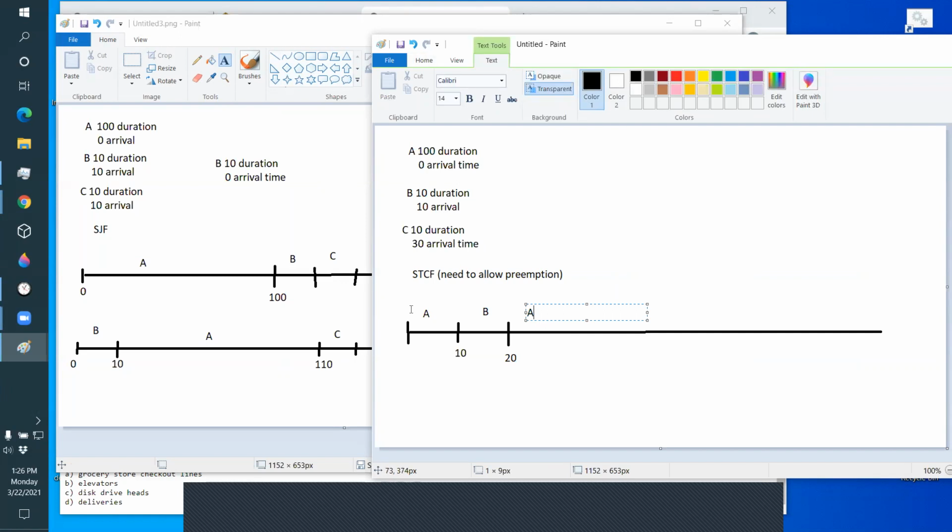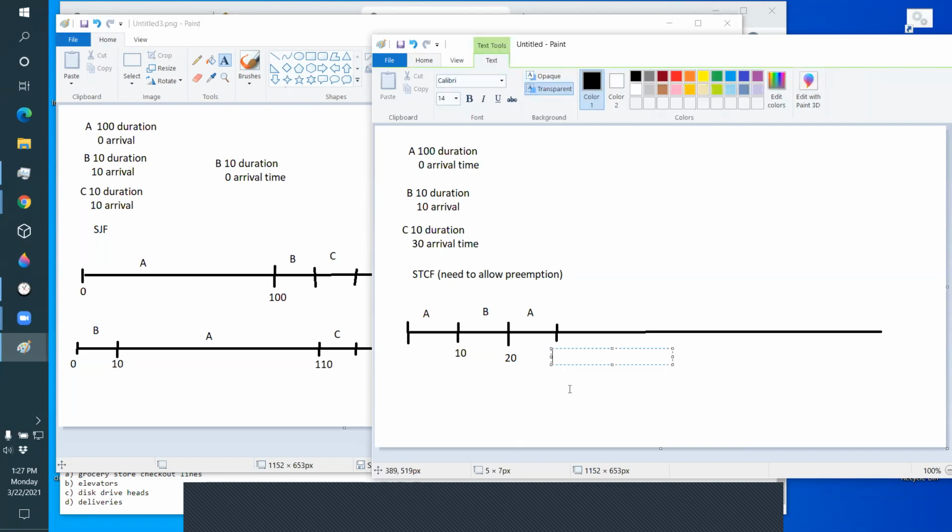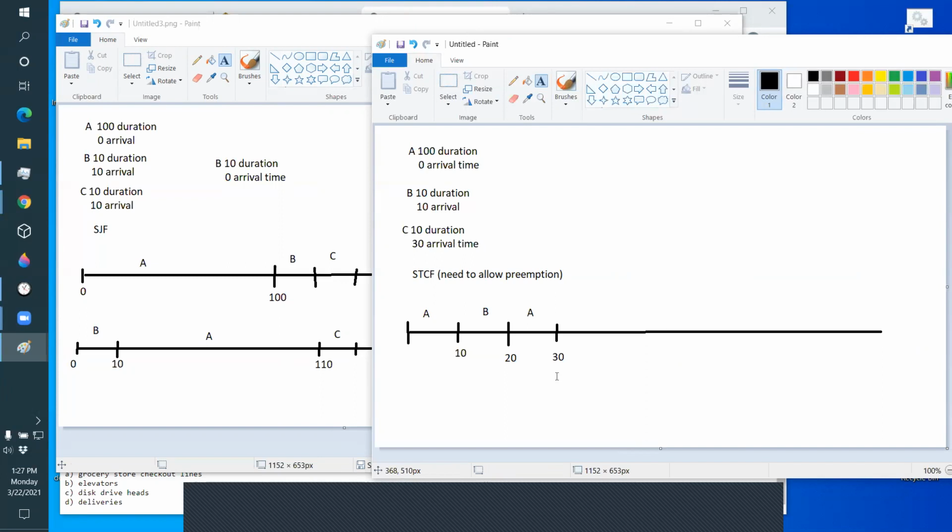See, notice we've allowed an interruption. We've allowed a preemption. B preempted A. The short job preempted the longer job. Okay. And then at time 30, we say there's a scheduling event. The scheduling event is that C arrives, okay? So C arrives at time 30, so we have to make a scheduling decision.